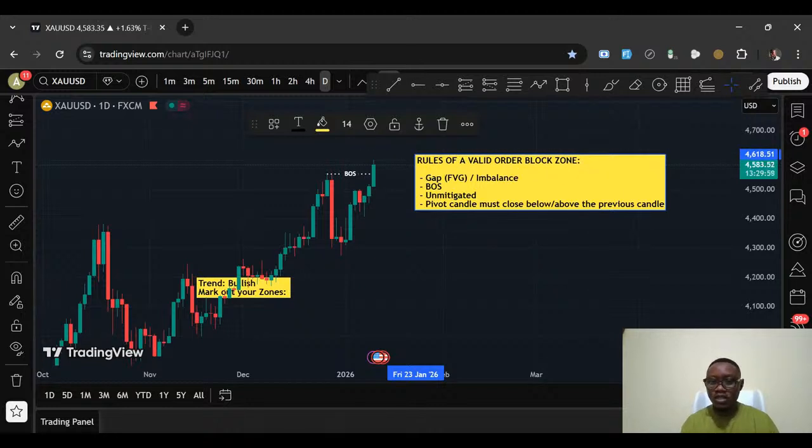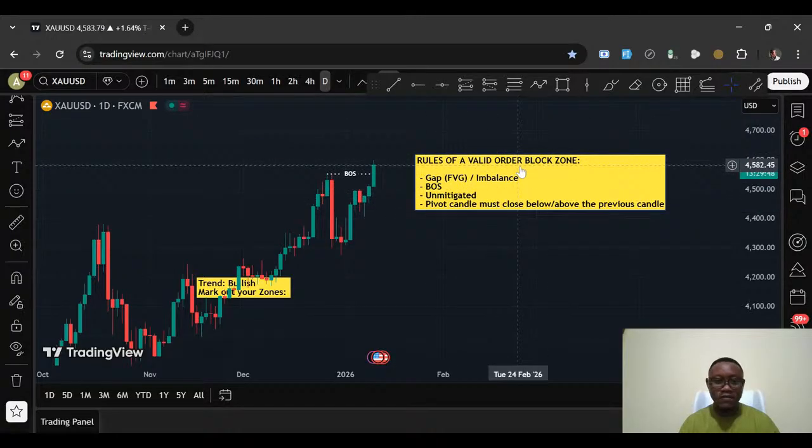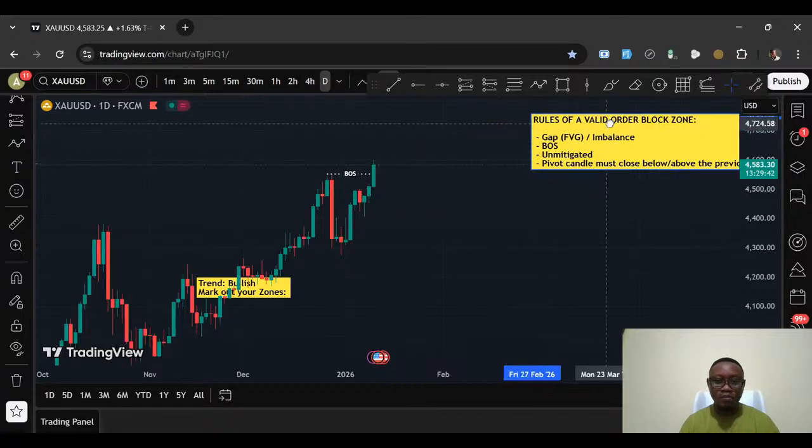All right, so this is it. Please take note of this, very important. Any zone that does not meet these four rules or criteria will not be considered a valid order block. All right, so let's move on to marking out our order block zone.